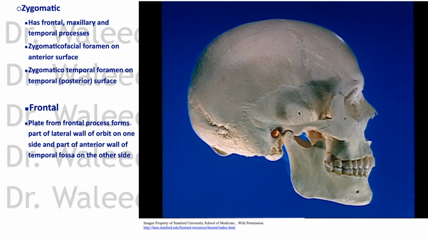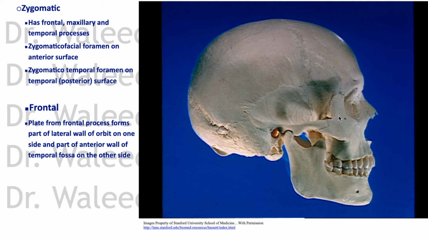Now what else? See, this is the zygomatic bone. It has processes, for example, this is the frontal process of the zygomatic. This is the temporal process of the zygomatic, to articulate with the zygomatic process of the temporal. This is the maxillary process. See, it's rather rhomboid in shape.